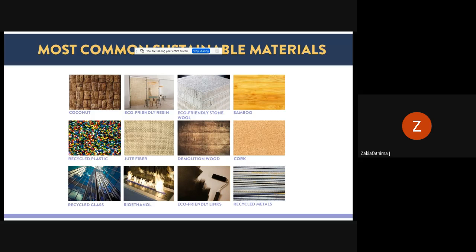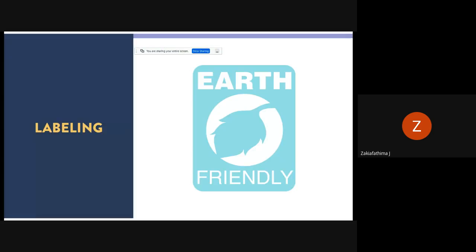Demolition wood is something that comes from your building, your construction. For example, in Japan, due to earthquakes, all your wooden structures, all your houses get demolished, right? Those get recycled and made into wood once more. So that is what demolition wood is. Then you have recycled bioethanol. Ethanol in itself is actually a non-sustainable material, but bioethanol is sustainable, eco-friendly inks and recycled metal.